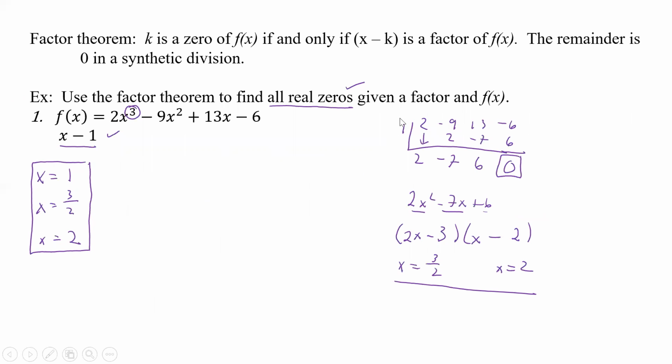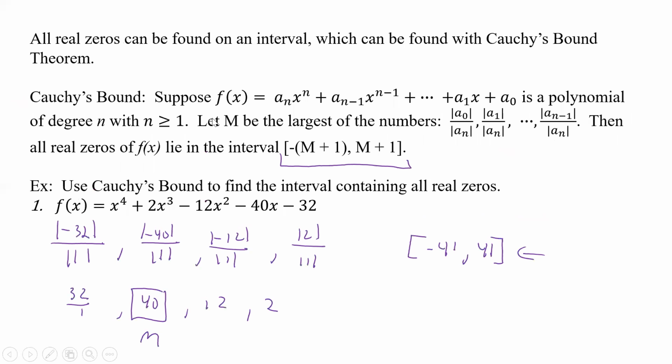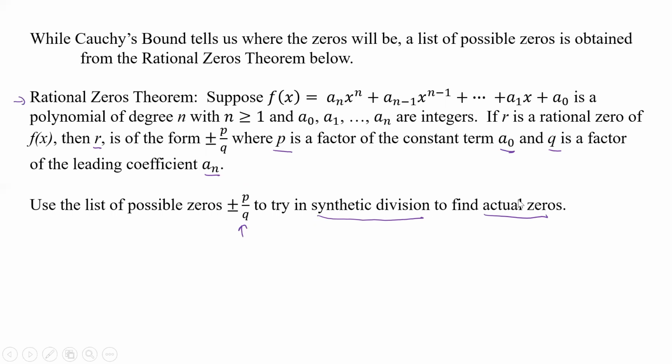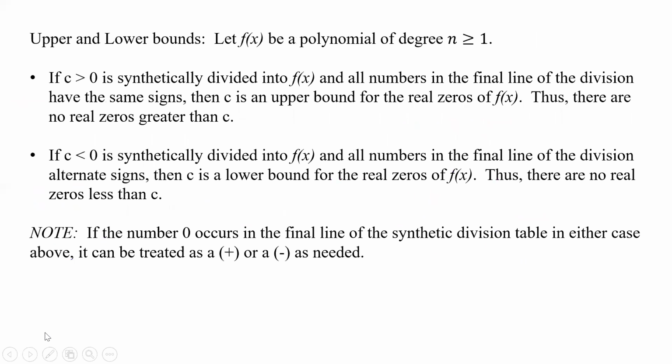What we were doing was using some number. This is going to be a lot of plus and minus p's over q's, and we just start trying all the positives and then all the negatives, or start with all the negatives and then do all the positives. That's how we do our synthetic division to find the actual zeros. All right, now the upper and lower bounds are as follows. We're going to let f of x be a polynomial of some degree n greater than or equal to 1.